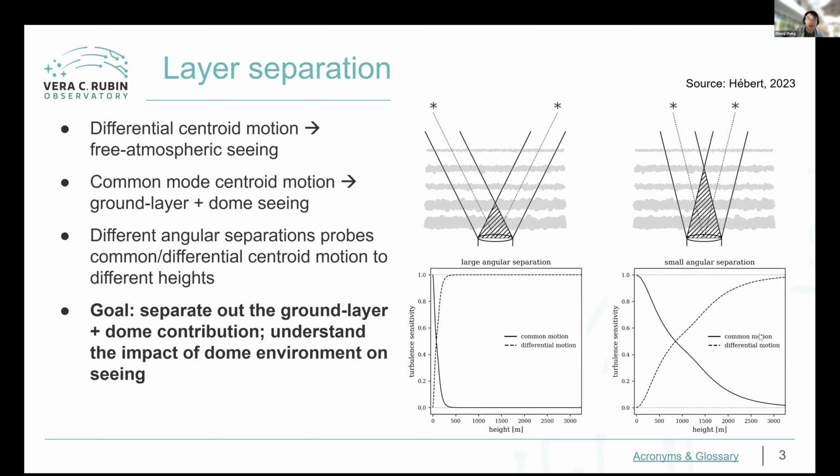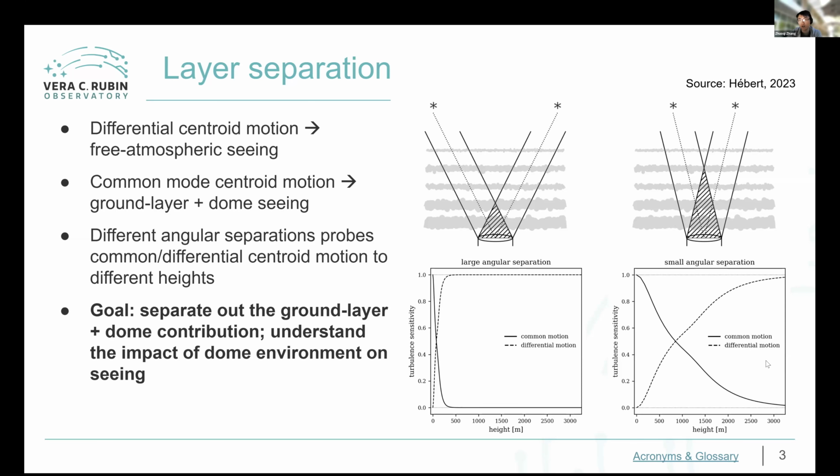So combining these, we can basically do a layer separation, and the goal here is to separate out the 2 or 3 layers of atmosphere, and hopefully we can look at the ground layer and tell what the ground layer and dome contribution look like, and hopefully understand the impact of the dome environment on seeing.